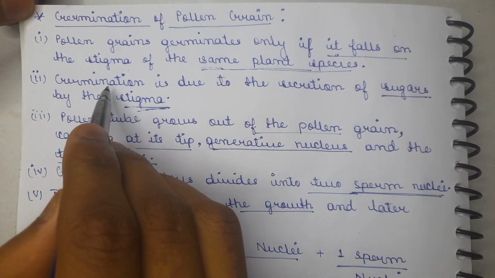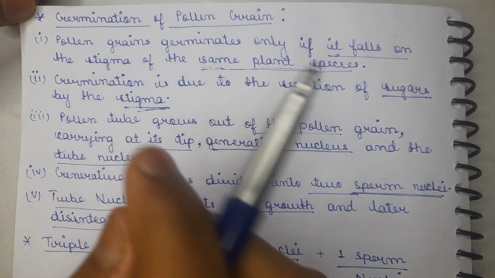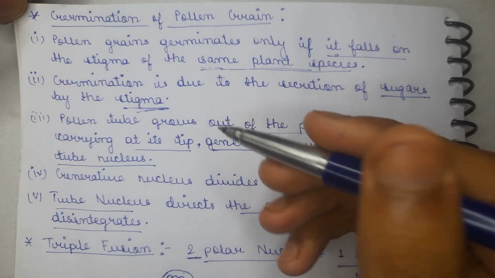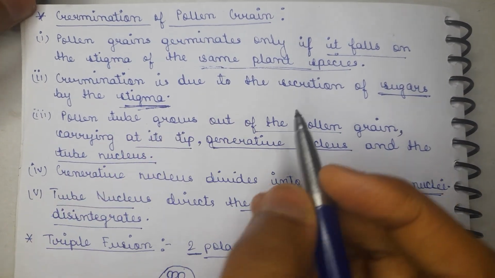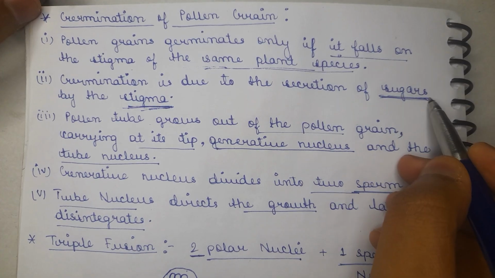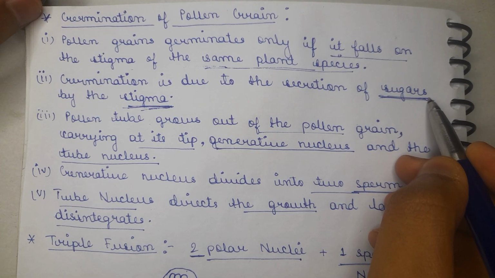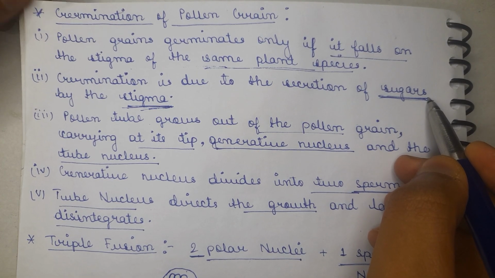Now the second point says that the pollen grains, on falling on the stigma, are stimulated to germinate due to the secretion of sugar by the stigma. Basically, the pollen grains contain some sugar particles and these are secreted by the stigma of the female flower.